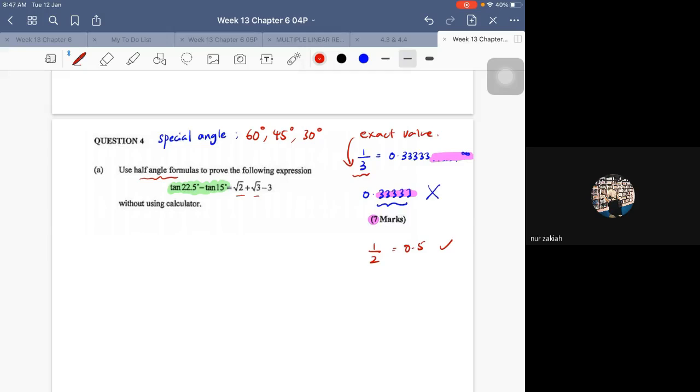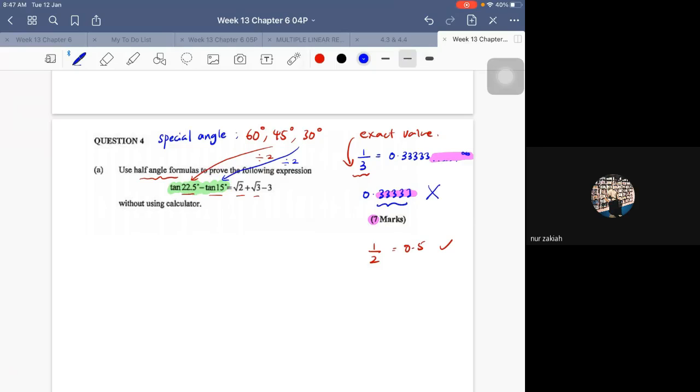So maknanya bila kita nak selesaikan this problem, this angle ni kita kena somehow relate dia dengan special angle. And kita nak pakai half angle formula. Okay, what is going to be the relationship? So 22.5 ni sebenarnya adalah 45 degree bahagi dengan 2. So you dah akan dapat 22.5. And the same idea is going to be for 15 degree. So 15 degree ni sebenarnya adalah 30 degree bahagi dengan 2. So you akan dapat 15 degree.